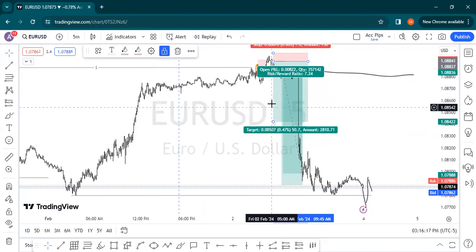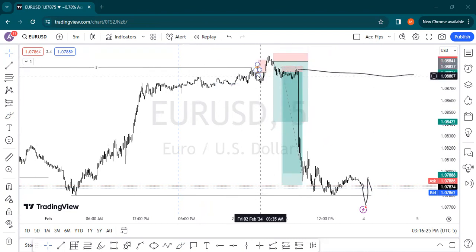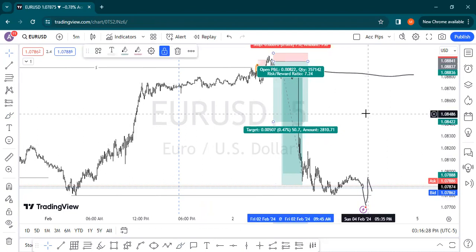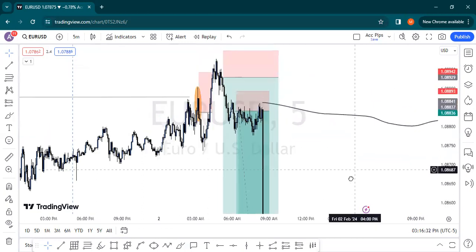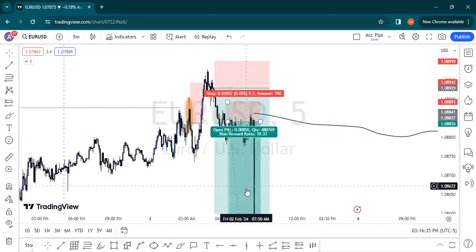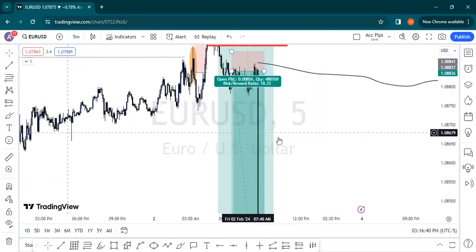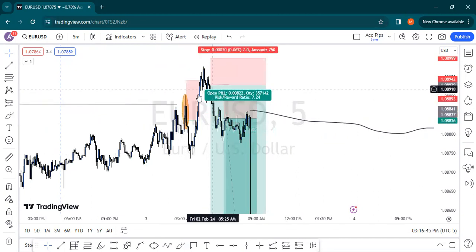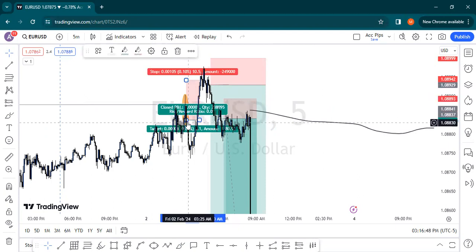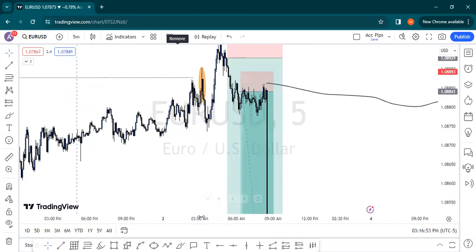After the sweep, it fell... The missed one, the failed one. The failed one, yes. This one. The one that failed. Okay. All right. Let me remove it so that I can explain.